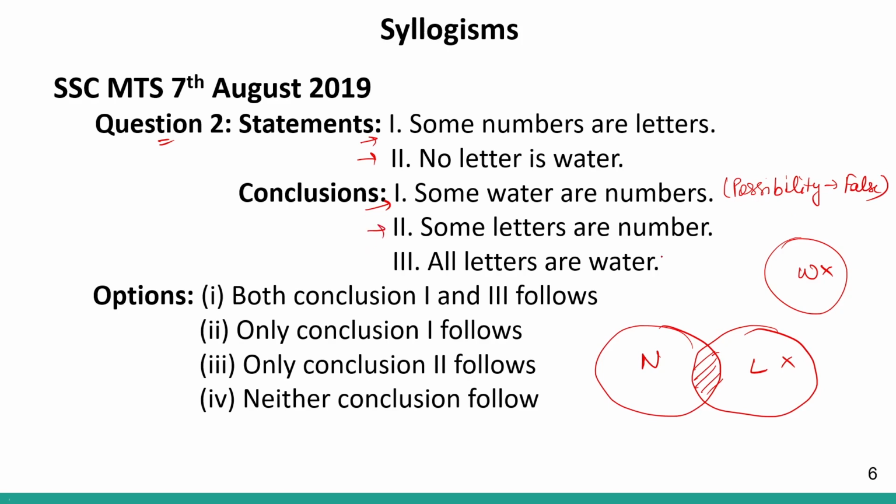Second one says some letters are numbers. Definitely this is being highlighted. Some letters are numbers. These are true. Third one says all letters are waters. So letters and waters cannot overlap, correct? Letters and waters cannot overlap. So this is definitely false.